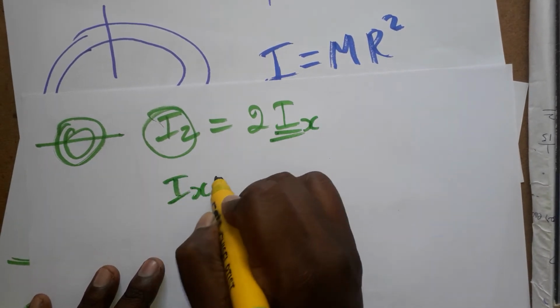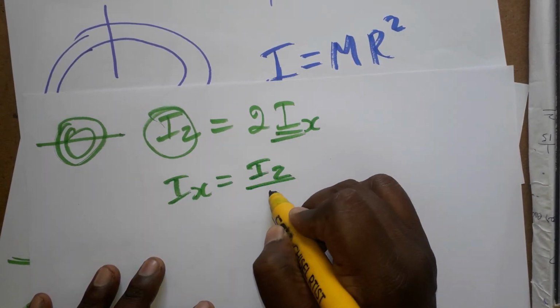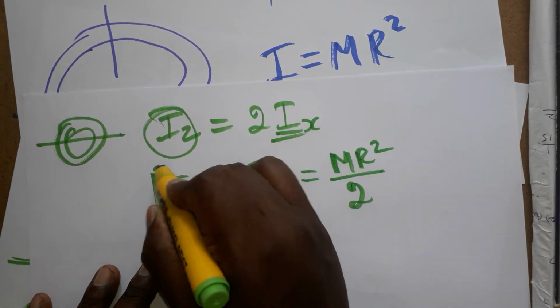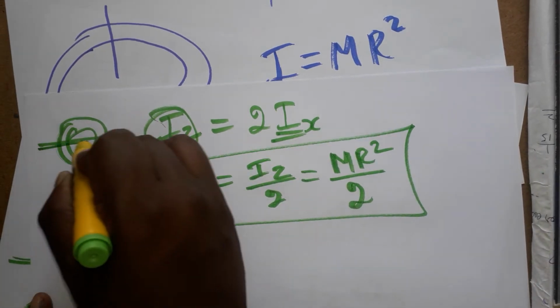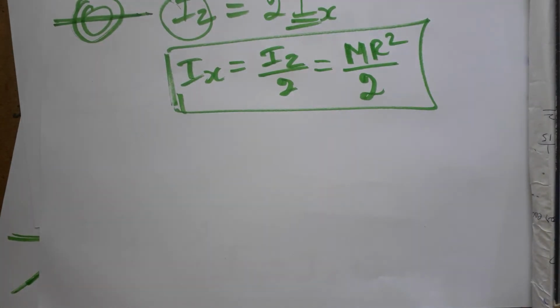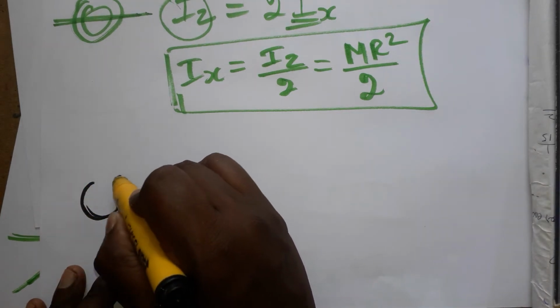Inertia at x is equal to inertia of z divided by 2. Inertia of z is mr square divided by 2. So we got the inertia when the axis is passing like this. Again, the same diagram I am going to take in another way. I want the inertia at the tangential line for the ring.